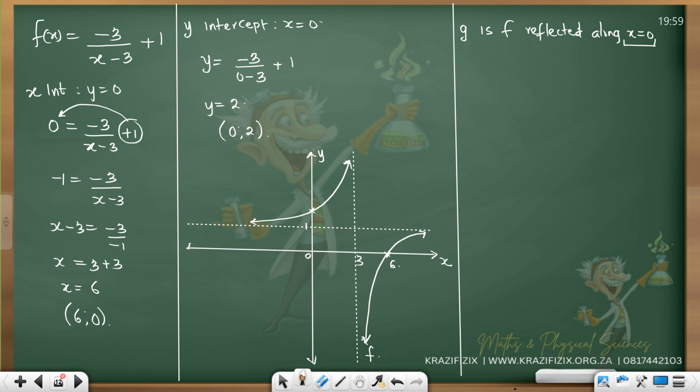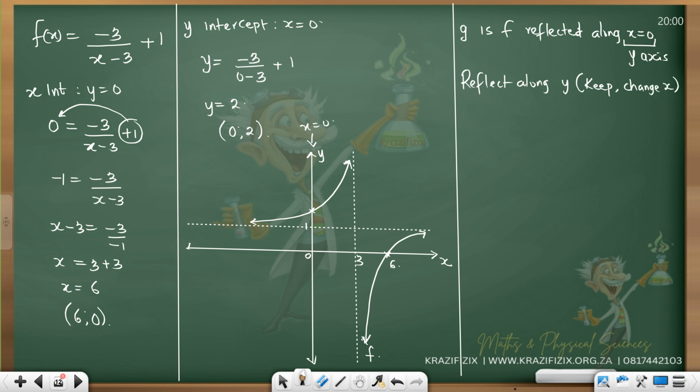Now, what is x equals 0? Basically, they are telling you it is the y-axis. That's where x equals 0, here. And if I reflect along the y, what am I doing? What's the instruction? We said keep y and change the value of x.